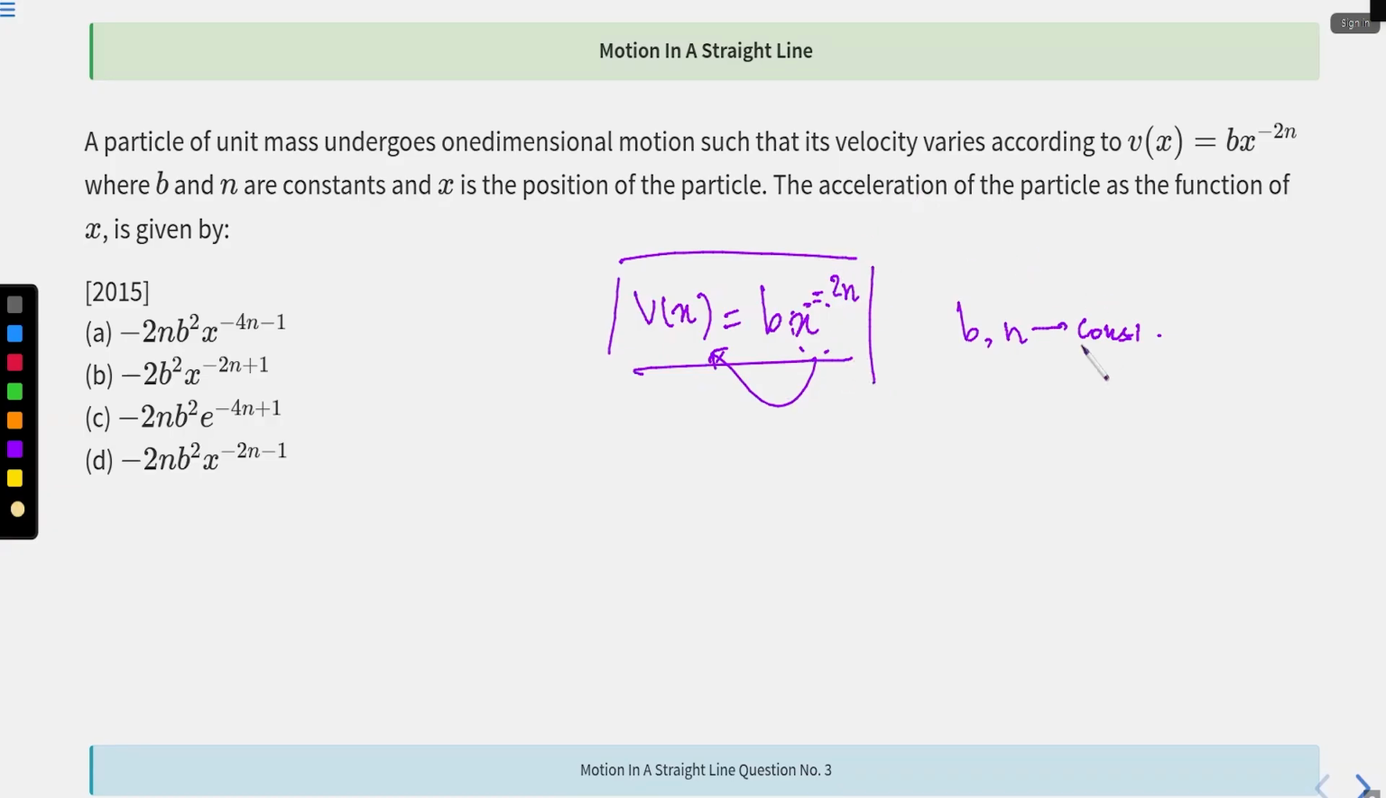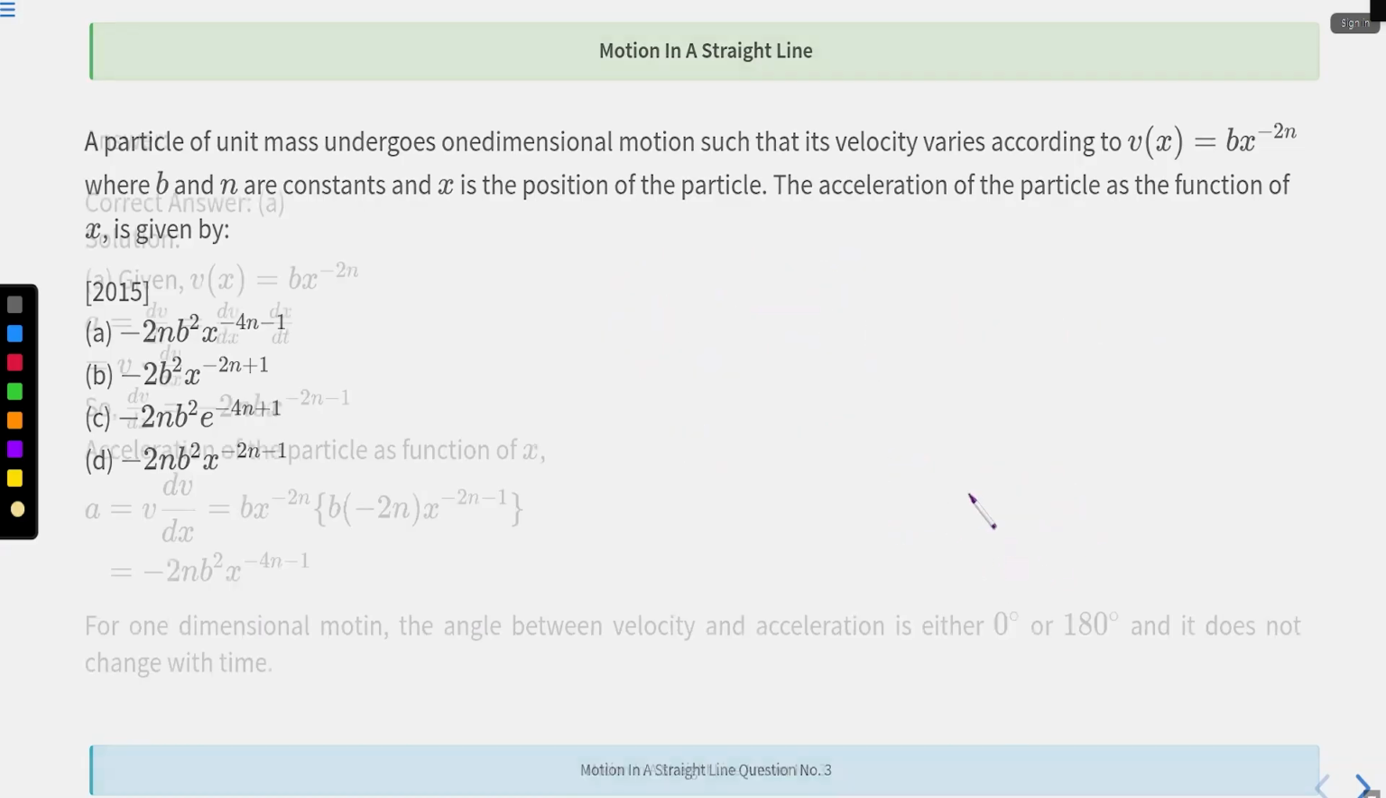Now they have asked the acceleration of the particle. Okay, it's very easy. So understand, they have given you velocity. What you have to do to calculate acceleration? So there should be some relation between acceleration and velocity, correct? This makes sense. Now we know that there's only one relation between acceleration and velocity: acceleration is nothing but the rate of change of velocity with respect to time.